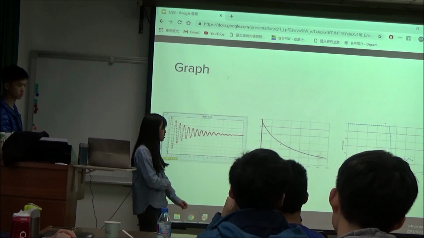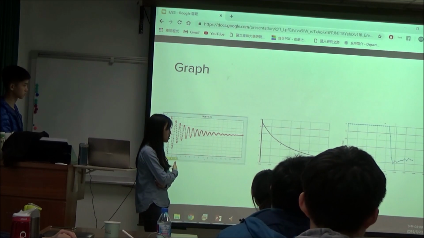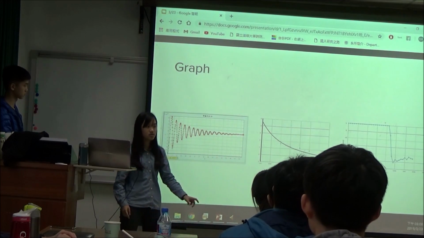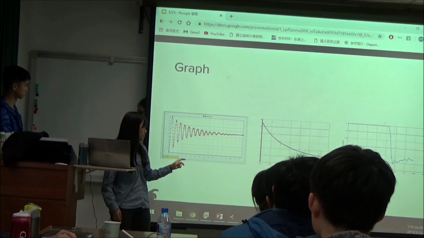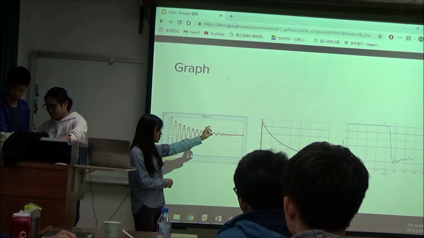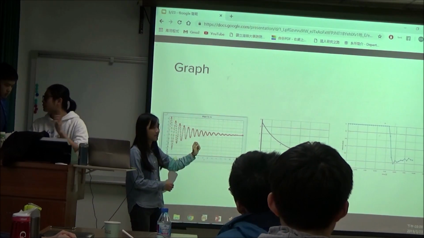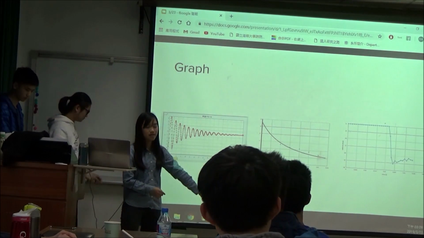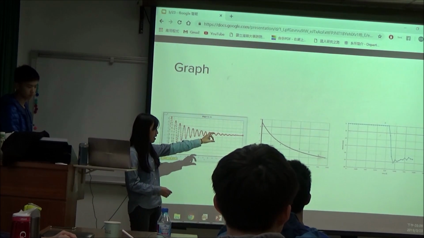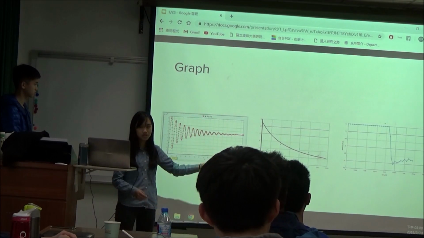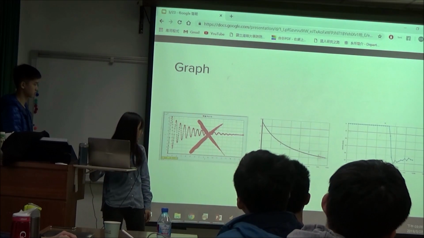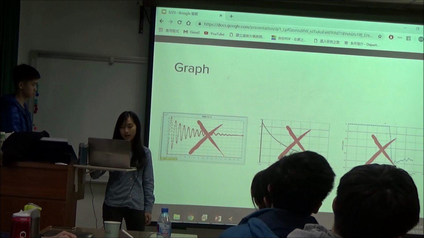The third one looks a little bit better than the previous 2. However, it has a serious problem: it drew a line between 2 data points. Drawing the line between 2 data points means that you predict the data between them will be exactly on the line you drew, and that is impossible. So please don't draw a line between 2 data points. These 3 kinds of graphs are not acceptable.